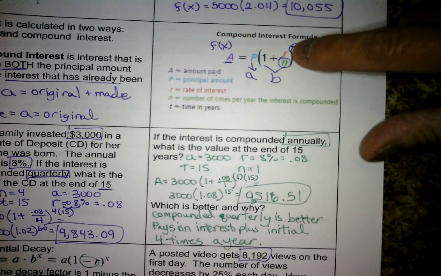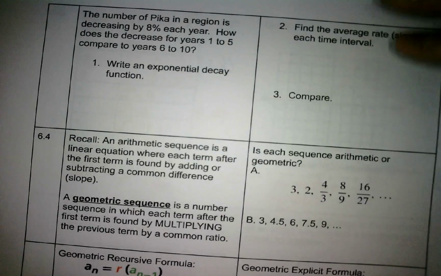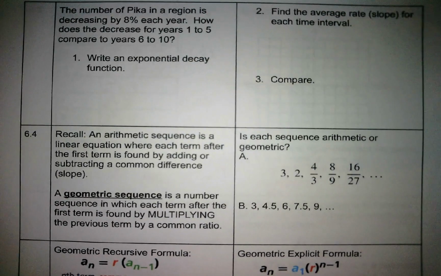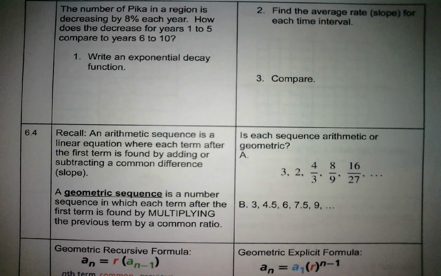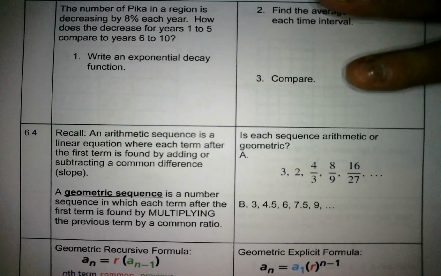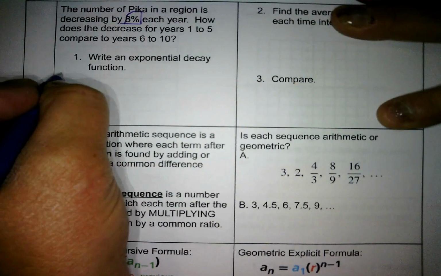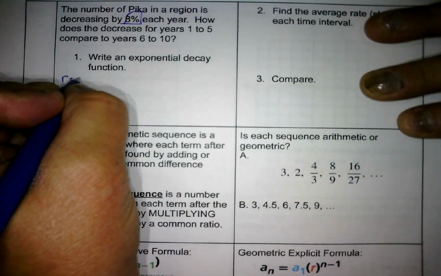Okay, so let's finish up 6.3. I think there's only one more little thing here. The number of pika in a region is decreasing by 8% each year, and pika is some type of animal. I can't remember exactly what it is. Some type of little ground squirrel. It's decreasing by 8% each year. So in other words, my r is 8%, written as a decimal would be 0.08.